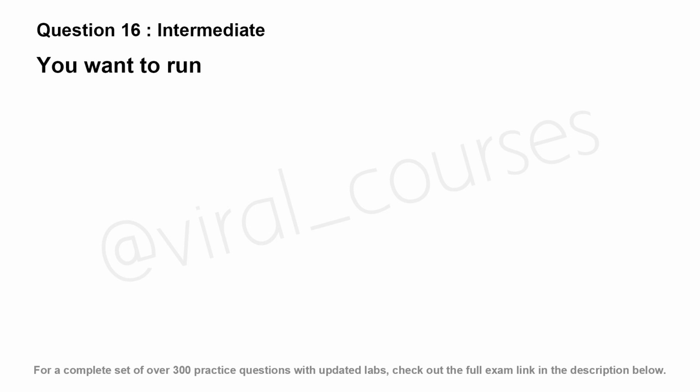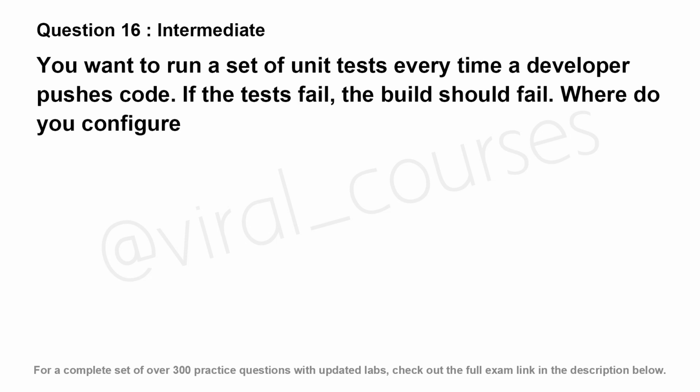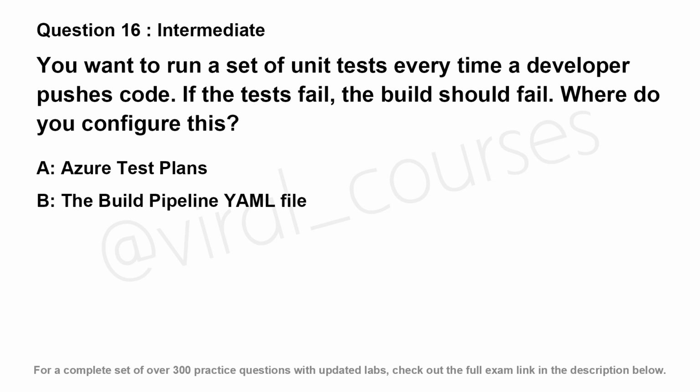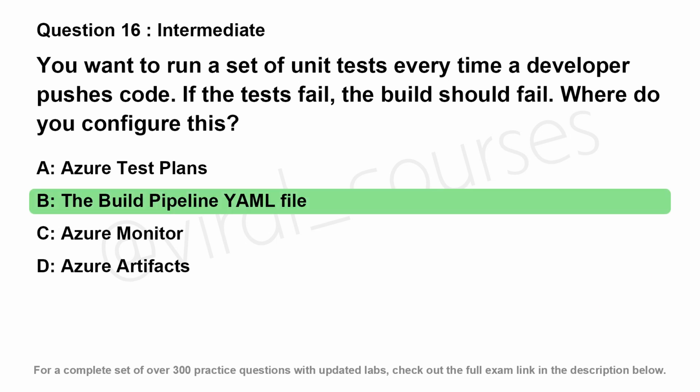You want to run a set of unit tests every time a developer pushes code. If the tests fail, the build should fail. Where do you configure this? Option A, Azure Test Plans. Option B, the build pipeline YAML file. Option C, Azure Monitor. Option D, Azure Artifacts. The correct answer is B.